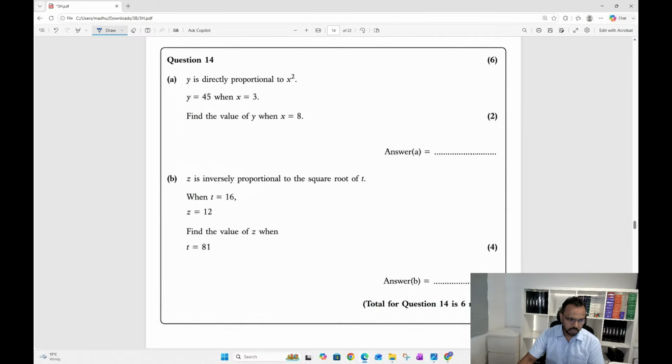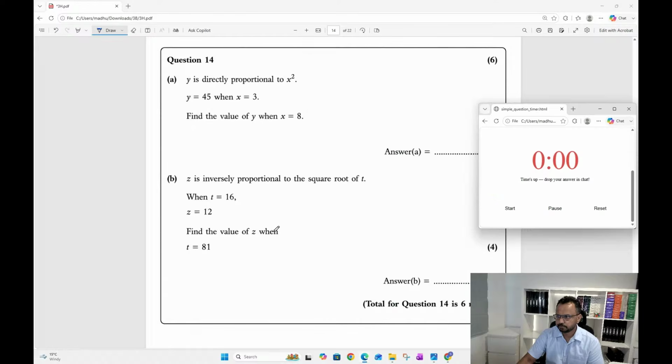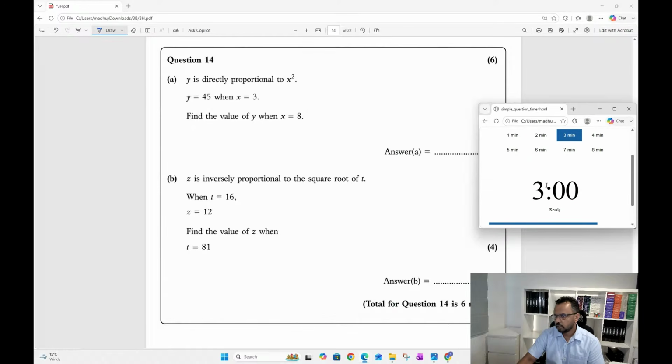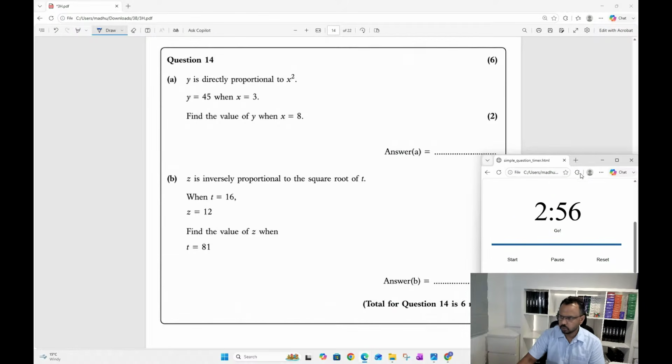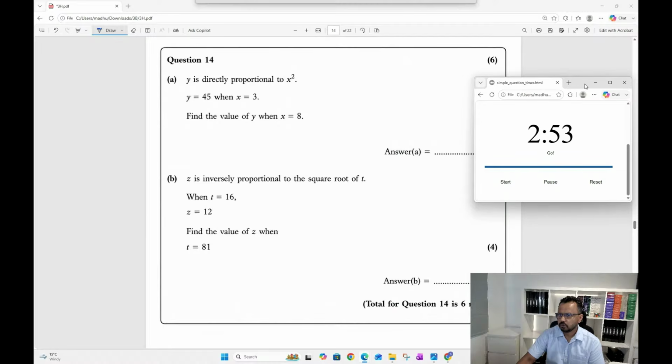Right. Let's try this question, guys. I'll start with 3 minutes, but you probably need about 2.5. I might stop a little early. So let's do it, everybody. Question number 14. Thank you, Sri. I'm starting to see the answers in the chat. Good, good, good. Okay.